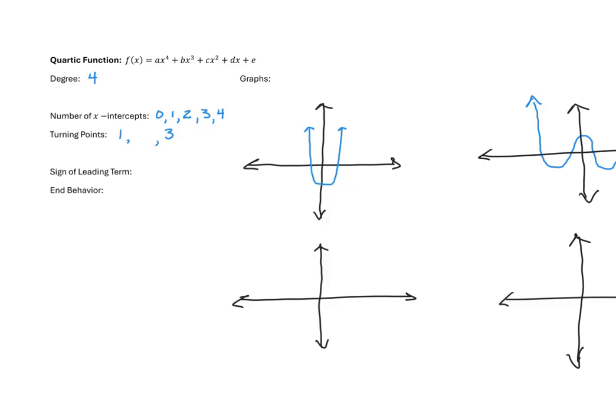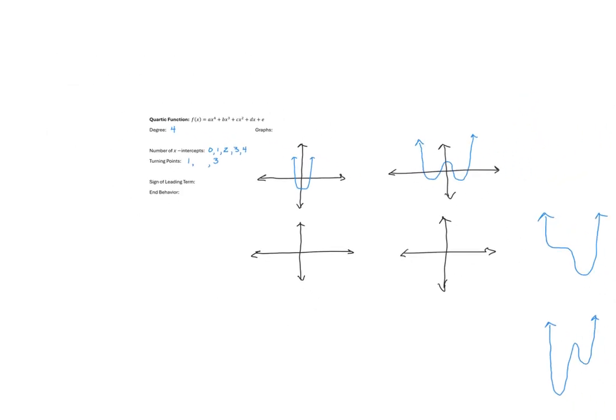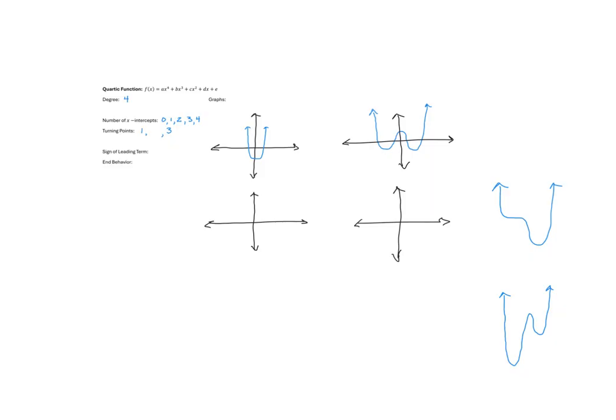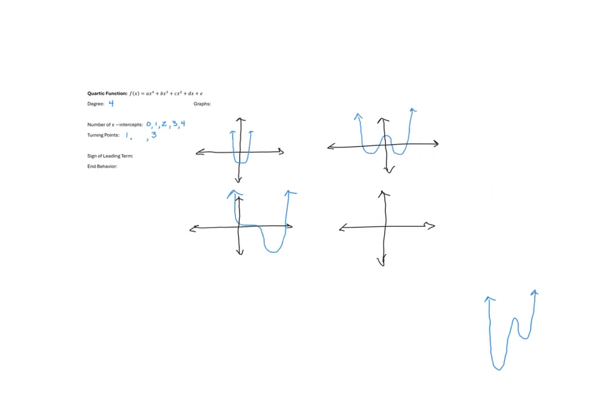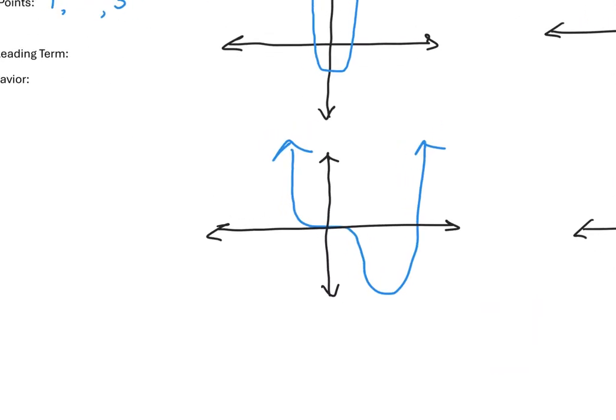Now there are 2 possible graphs so far. We've got another one. Our next one is going to look something like this. If we look at this particular configuration, notice that we can have 2 x-intercepts.